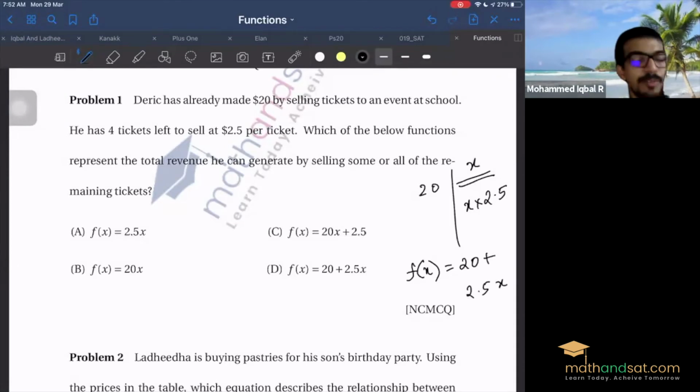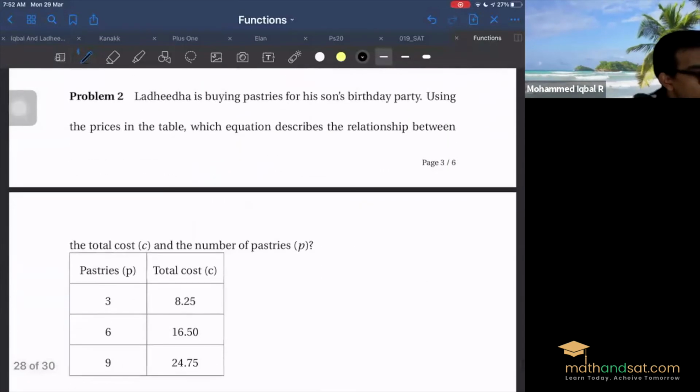Is this fine for everyone? 20 plus 2.5 times X. Is that okay for everyone? 20 plus 2.5 times X. Makes sense, right? Yes. Cool. Next question.